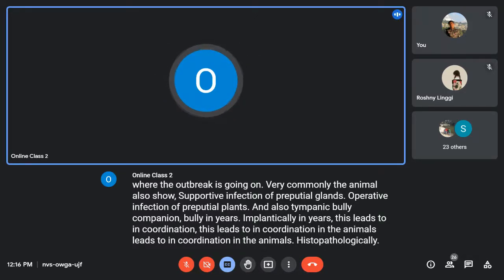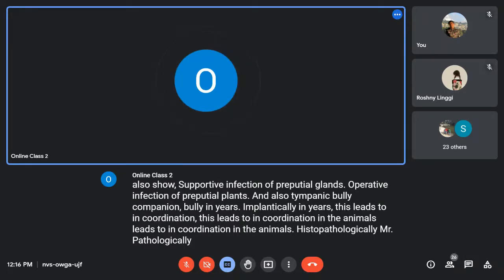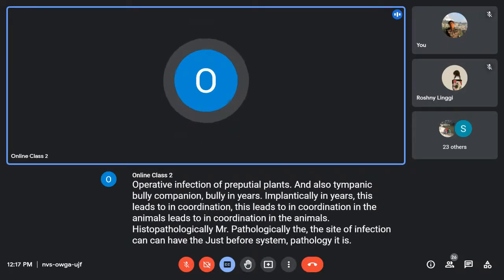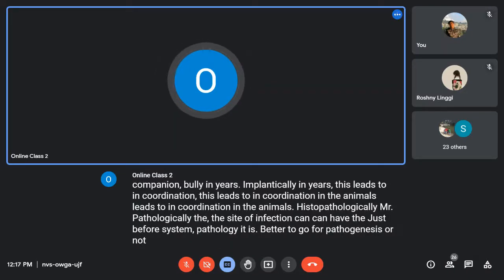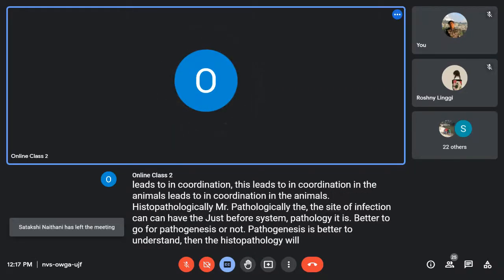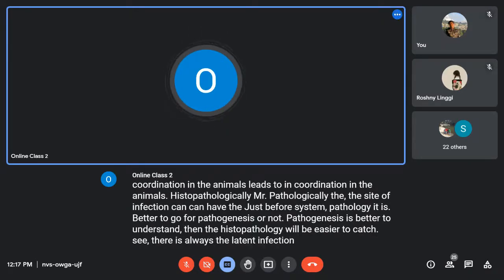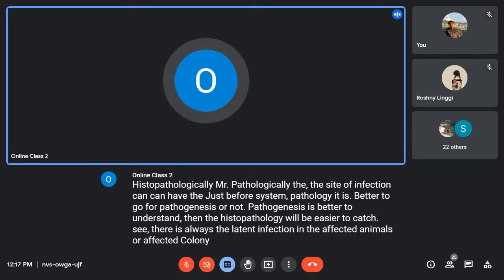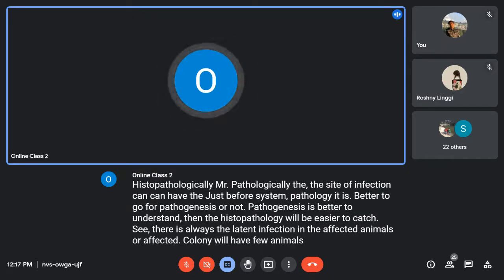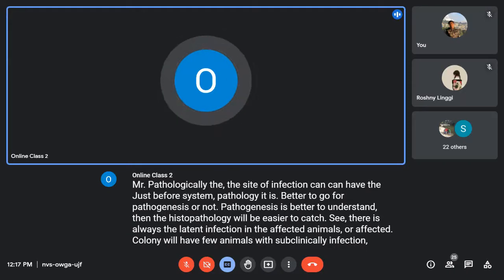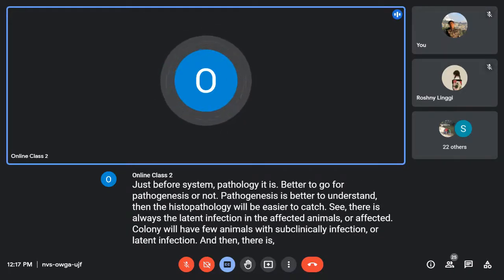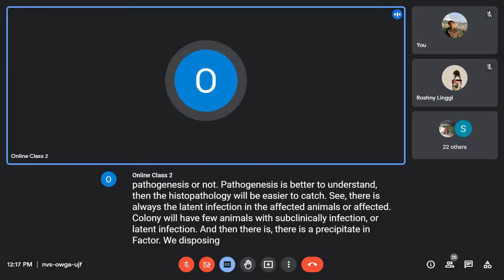Histopathologically, just before histopathology, it is better to go for pathogenesis. Pathogenesis is better to understand, then the histopathology will be easier to catch. See, there is always a latent infection in the affected animals or affected colony. There will be few animals with subclinical infection or latent infection, and then there is a precipitating factor, predisposing factor of immunosuppression.